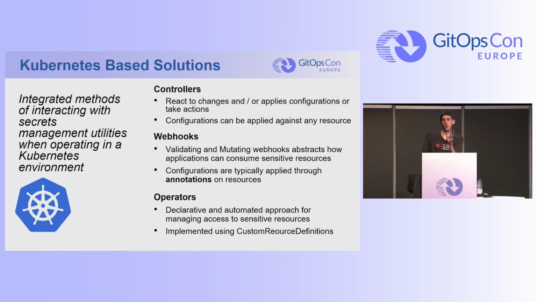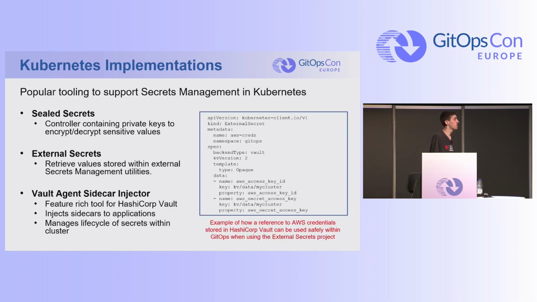And we're going to talk through at least one or two projects that implement their own custom resource definition for you to then implement secrets management. So let's talk about the three that I always use in the Kubernetes ecosystem. One is sealed secrets. Sealed secrets is probably the easiest, fastest way to get started with secrets management in Kubernetes. It provides a controller with its own private key that allows you to encrypt and decrypt sensitive values.